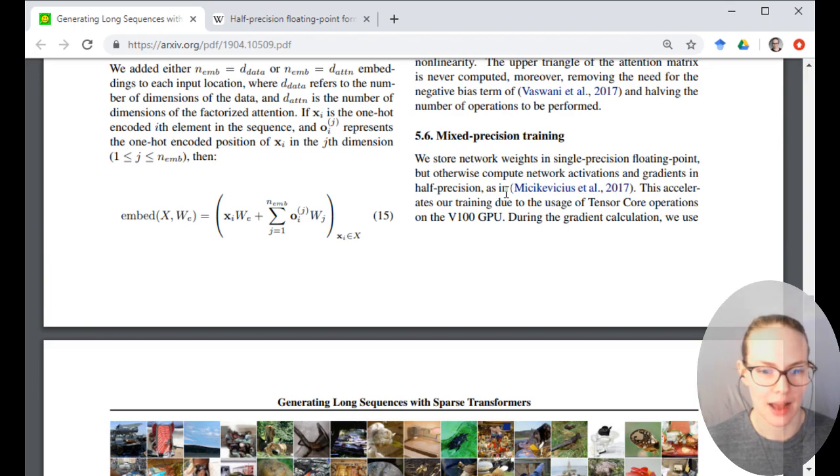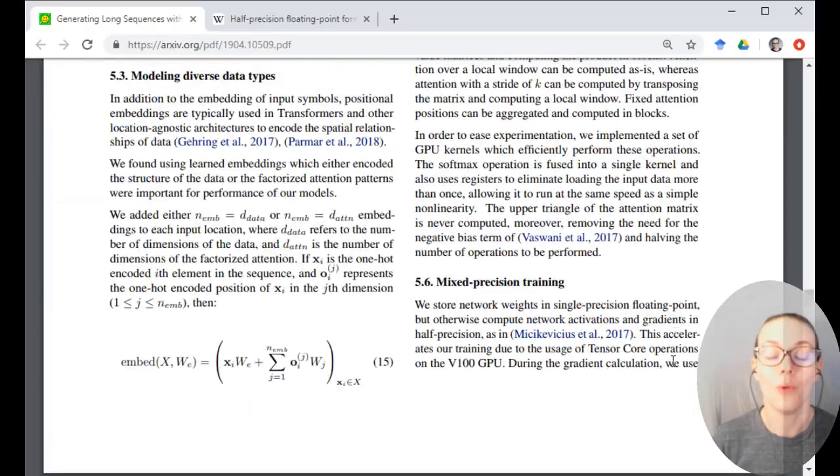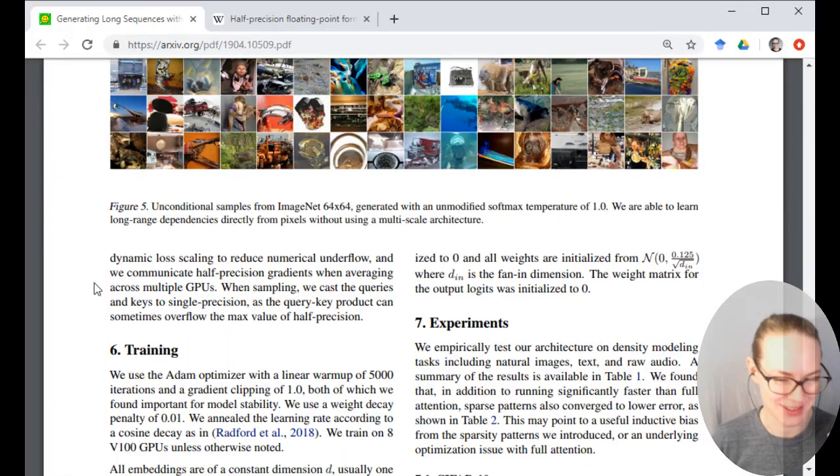Okay, this accelerates our training, blah, blah, blah. During the gradient calculation, we use, I was like, there's no verb there. We use dynamic loss scaling to reduce numerical underflow, and we communicate half precision gradients when averaging across multiple GPUs. When sampling, we cast the queries and keys to single precision, as the query key product can sometimes overflow the max value of half precision.